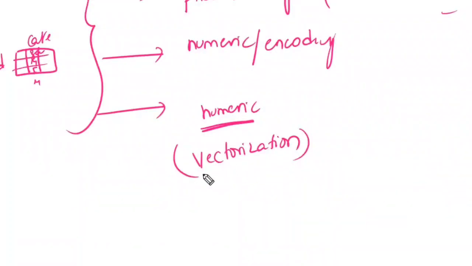Just as we have different types of encoding techniques, here also we have different types of vectorization. Based upon the situation and the project requirement, we are going to select the type of vectorization, right?